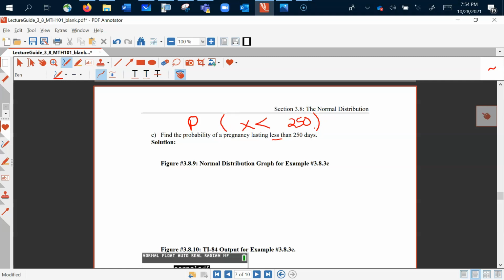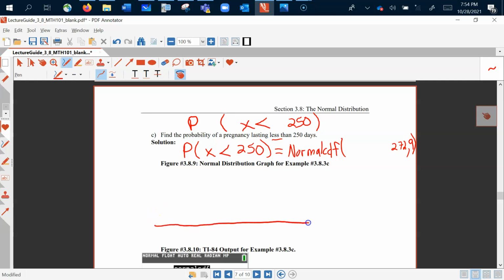All right, so here I'm going to have, there's my notation. I'm going to bring in the normal CDF function on my calculator. Normal CDF. And I know what the last two entries are. The last two entries are going to be the mean, 272, and the standard deviation of 9. Okay. I need the lower value and the upper value. So I'm going to draw a picture here. Let's see. And I'm getting a little bit sloppy.